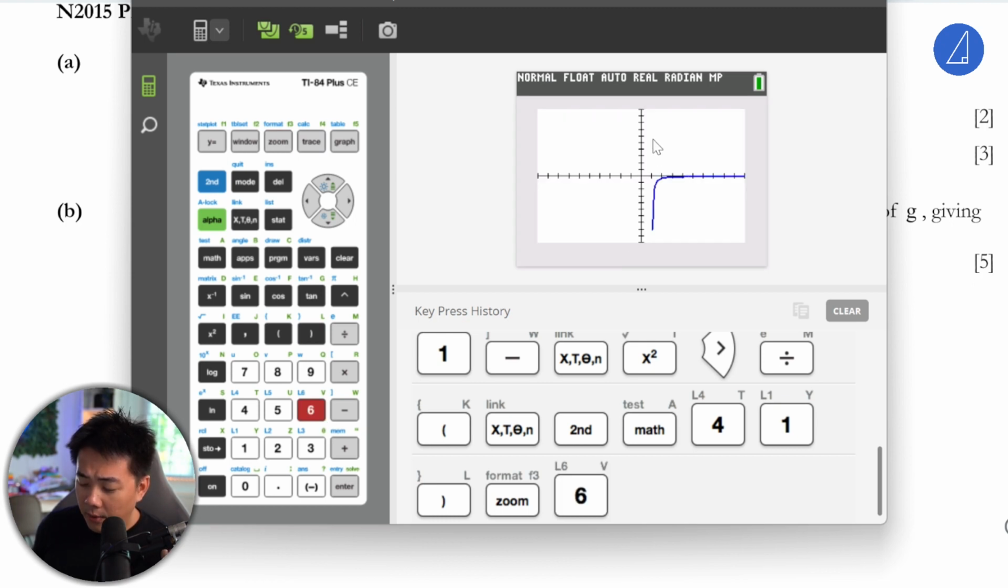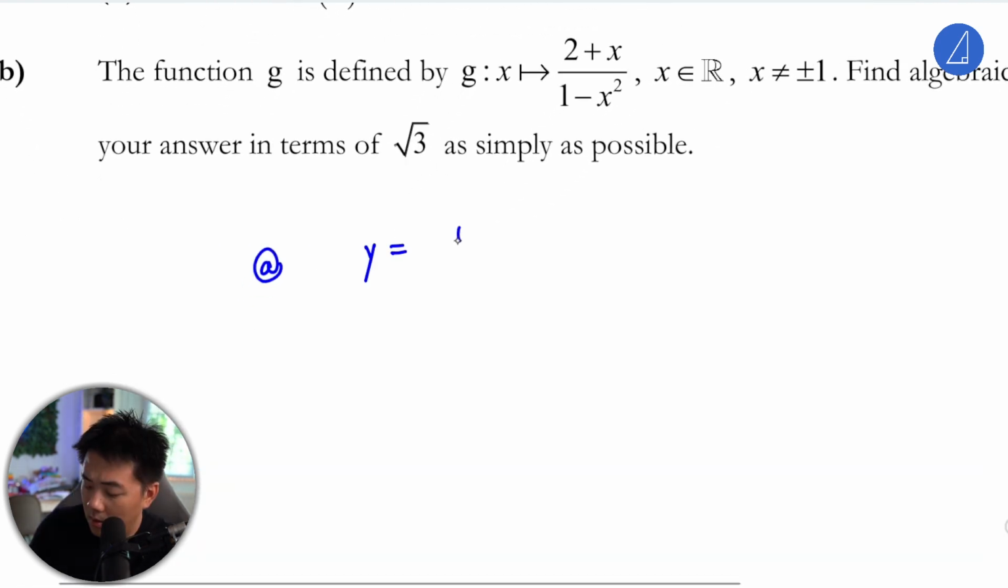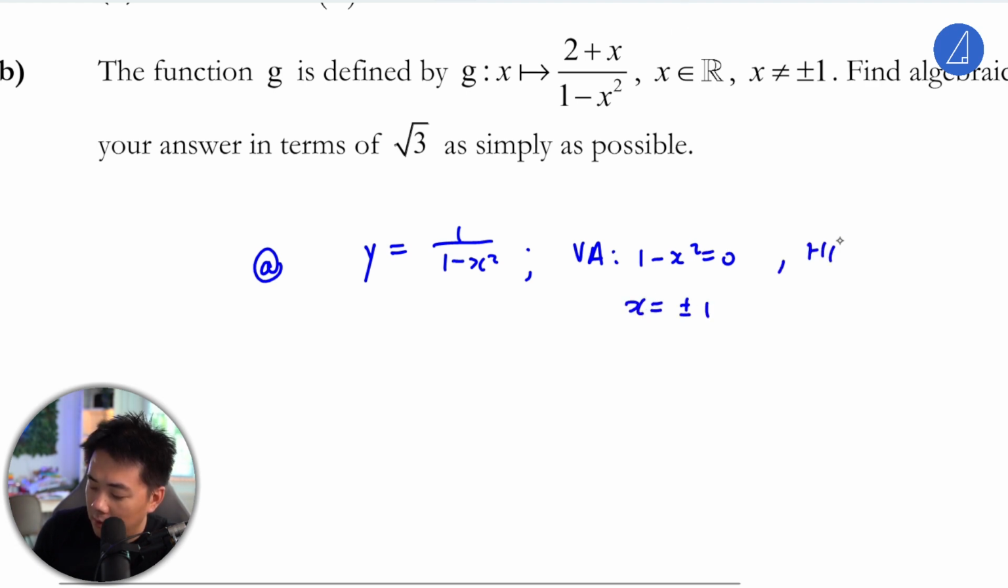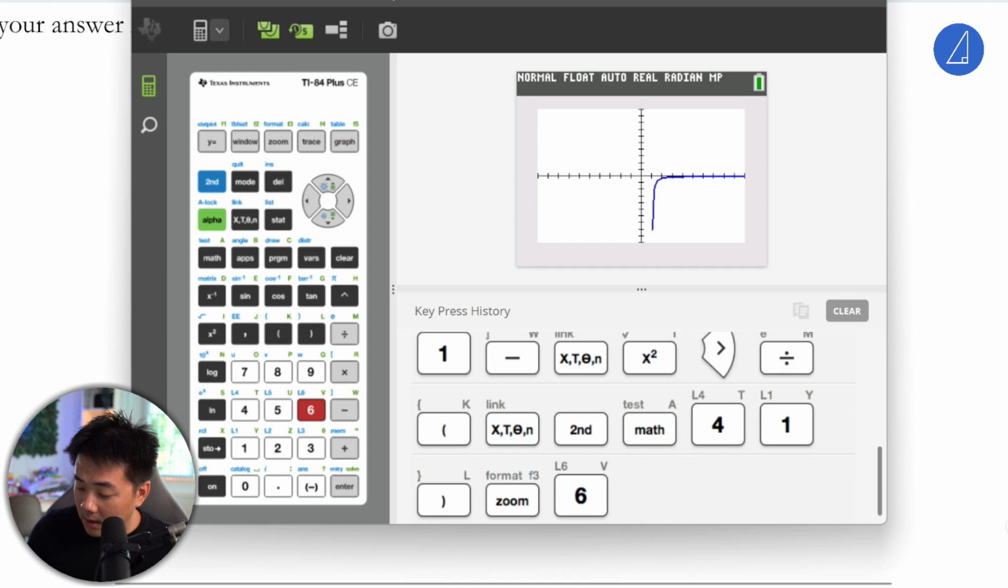Now, of course, we know there's what they call the vertical asymptote, where x equals 1. So here, 1 over 1 minus x squared, I would suggest we just write vertical asymptote. We just know that 1 minus x squared equals 0, so we know that x is equal to plus minus 1, right? Then, of course, the horizontal asymptote, we also know that y is 0. There's a horizontal asymptote. So when we sketch a graph, it will just be something like that.